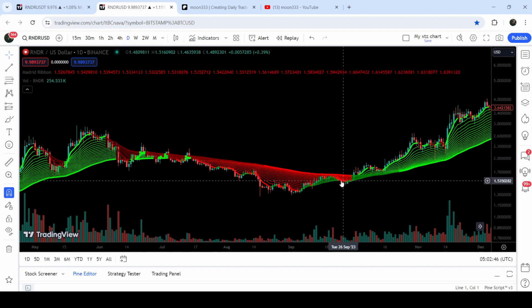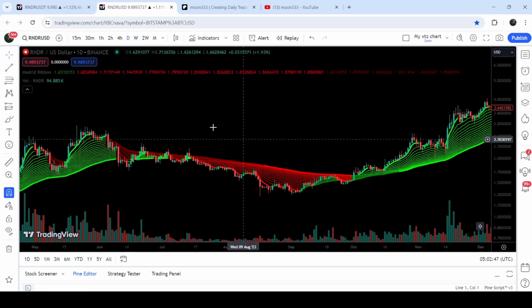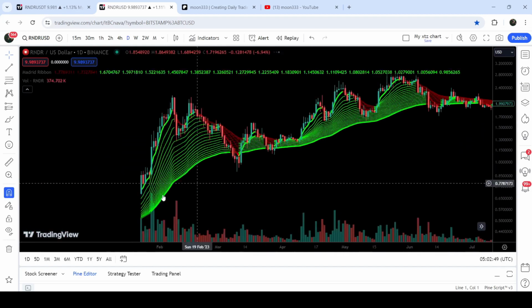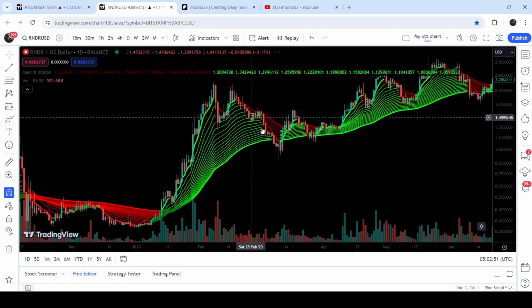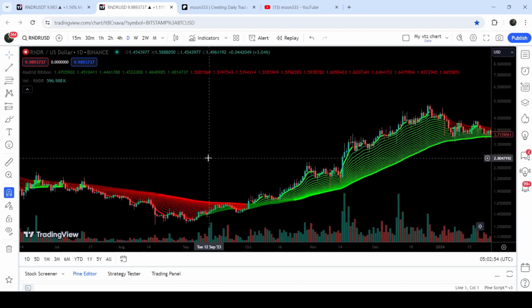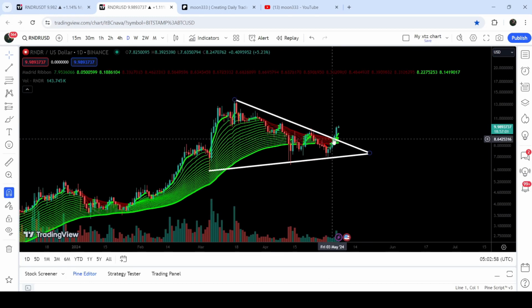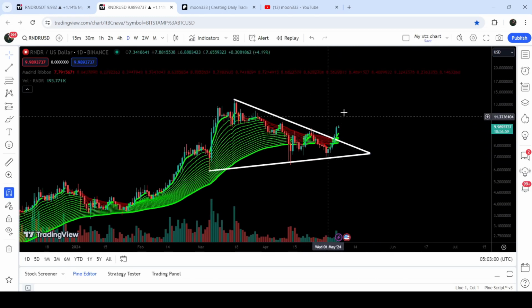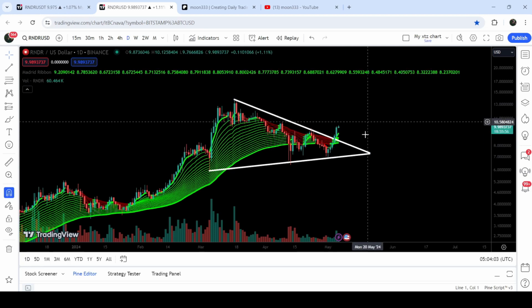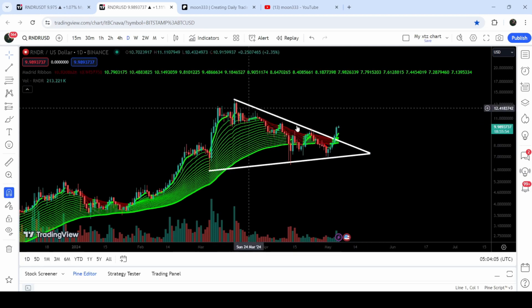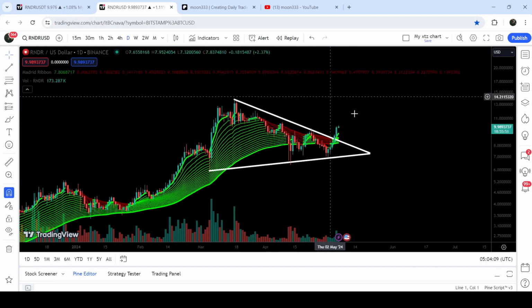You can see that for several days, it had been working as a resistance here. And before that, when we broke it out, then it worked as a very, very nice support, and we had a very, very nice rally. And now recently, after breaking out this triangle, at the same time, it has also broken out this Madrid EMA ribbon, and now it can again work as a very, very strong and long-term support, and we will also analyze this support as well.